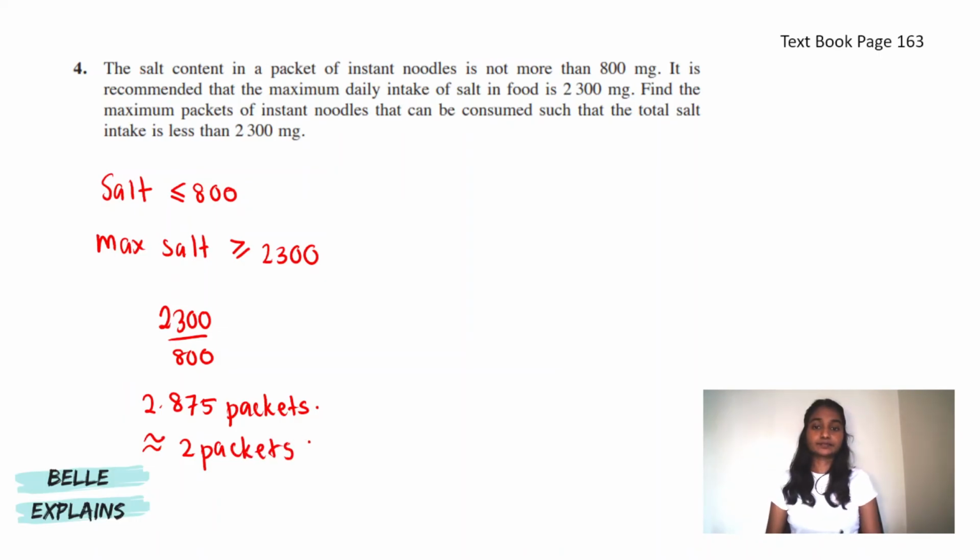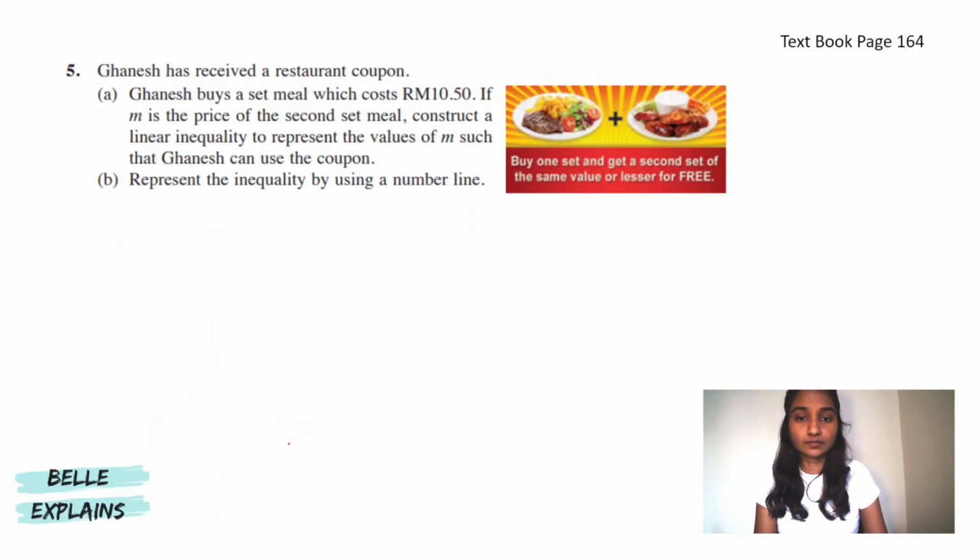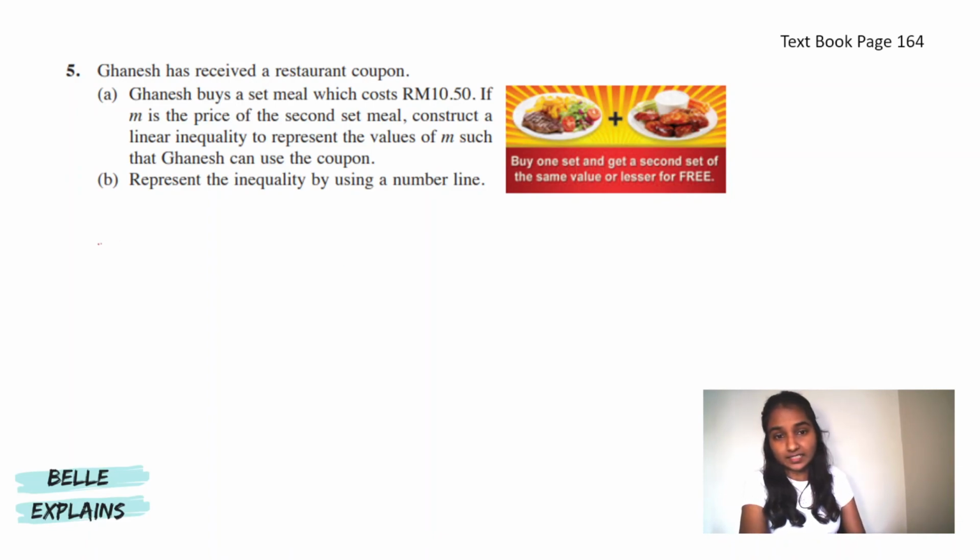Okay. Next, Ganesh has received a restaurant coupon. Ganesh buys a set meal which costs 10 ringgit 50 cents. If m is the price of the second set meal, construct a linear inequality to represent the values of m such that Ganesh can use the coupon. Buy one set and get a second set of the same value or lesser for free. Okay, so m has to be 10.5 or less than 10.5.